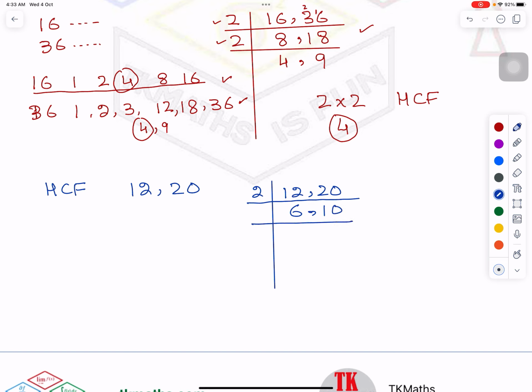Again with the table of 2 I can cancel. 2 3s are 6, 2 5s are 10. Now I cannot cancel 3 and 5 by the same number because they do not come in the same table. So my highest common factor, I will multiply them, is 4. You understand? So this is how you find the highest common factor.